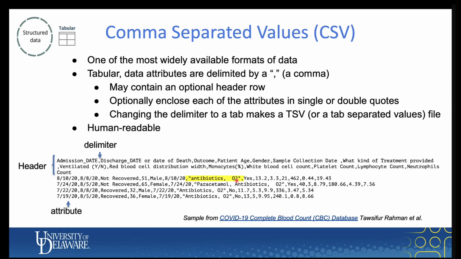Changing the delimiter from a comma to a tab creates a tab separated value file. This format is human readable, is simple, lightweight, easy to load. The cons are that there is no hierarchy and it lacks data validation.